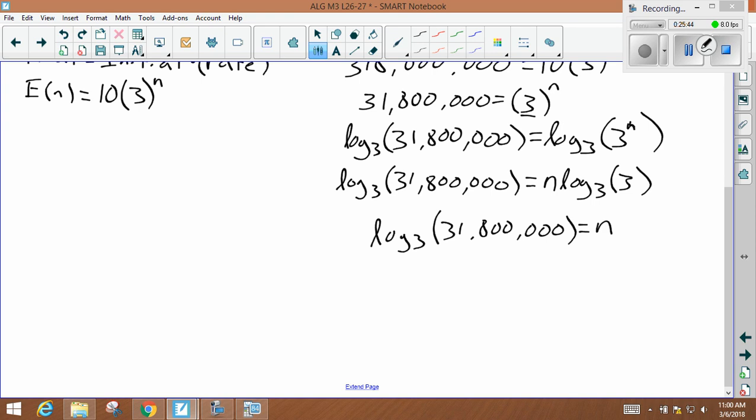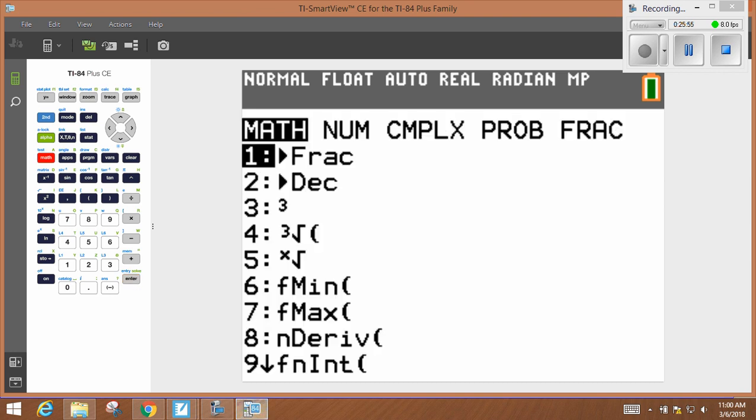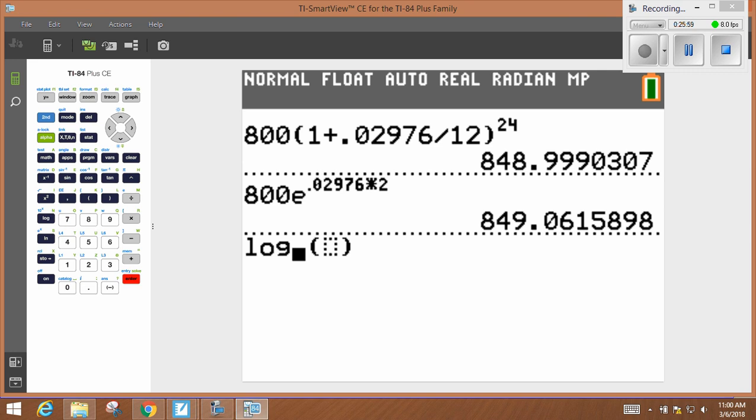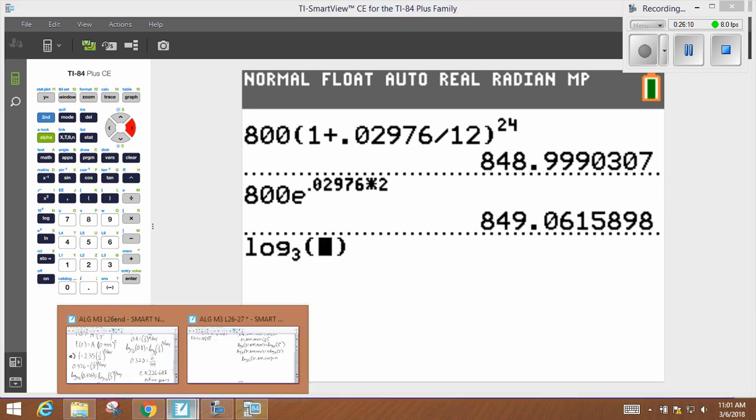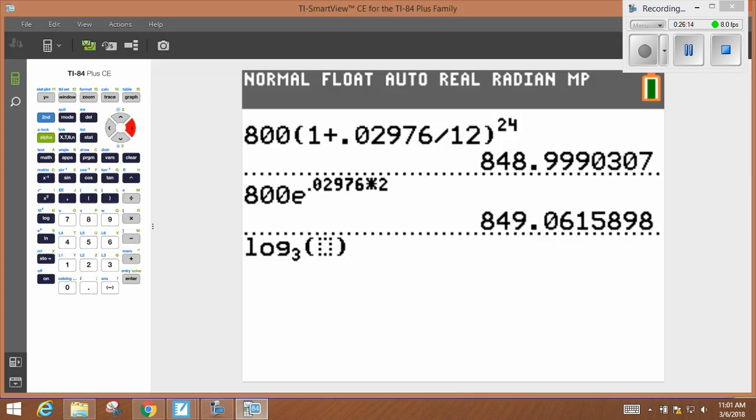And now I'll put this into my calculator. I'm going to use my calculator because it has log base 3. If yours doesn't, change it to log base 10. But I'm going to go math, log base 3 of... my mind just blanked on what the number was. 31,800,000. Yeah.